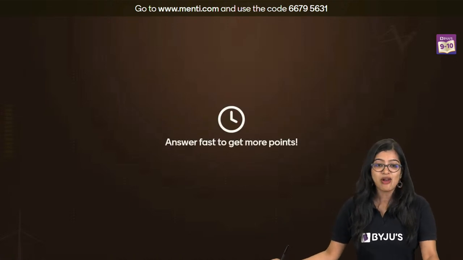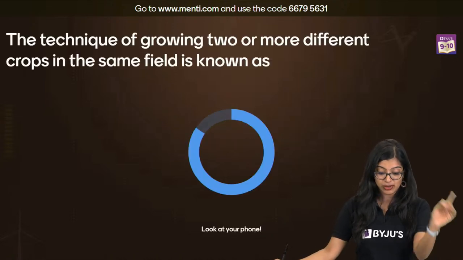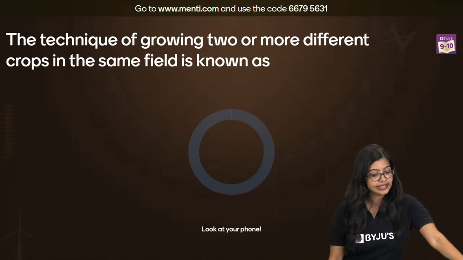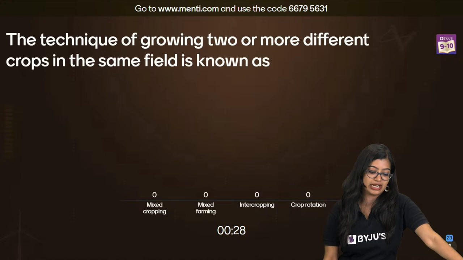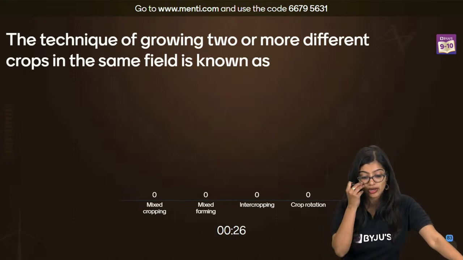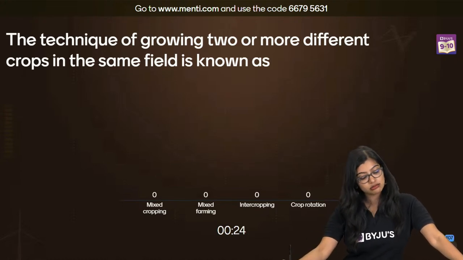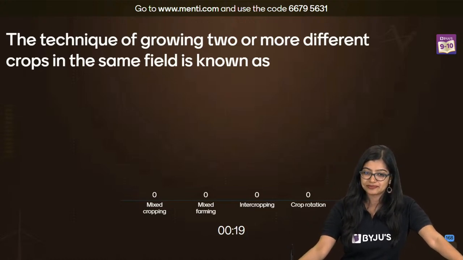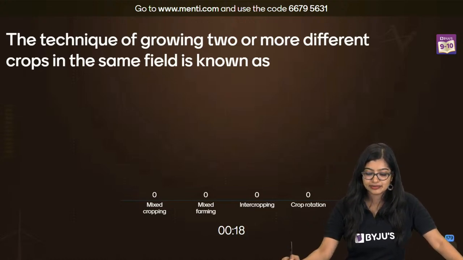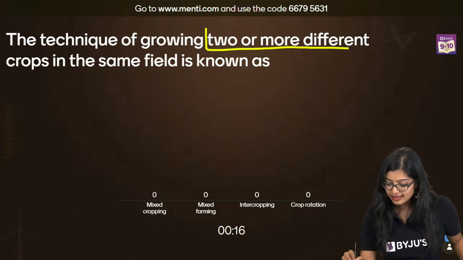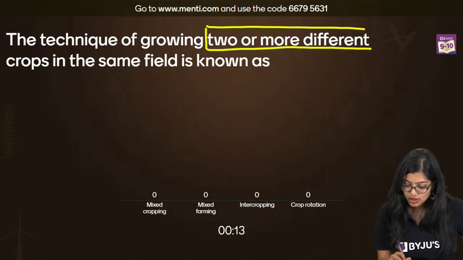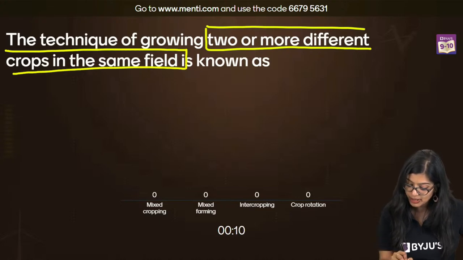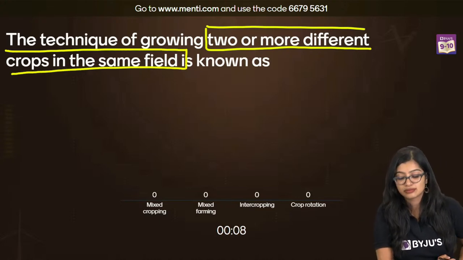Okay, so now let's move on to the next question, question number 8. The technique of growing two or more different crops in the same field is called as what? Mixed cropping, mixed farming, intercropping, crop rotation. This is a tricky one. I will say this is where you can get confused. Two or more different crops on the same piece of land.